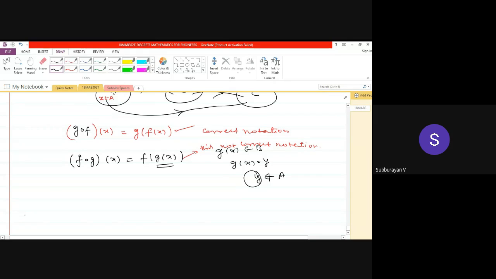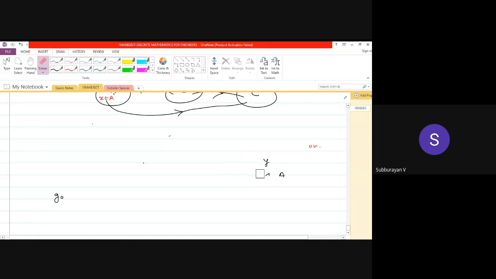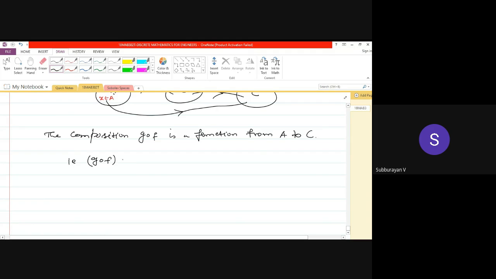The composition is defined as, see, the composition g composite f is a function from A to C. That is, g composite f of x is equal to g of f of x for all x belonging to A. So this is the composition definition.